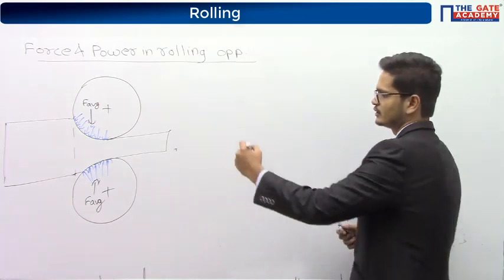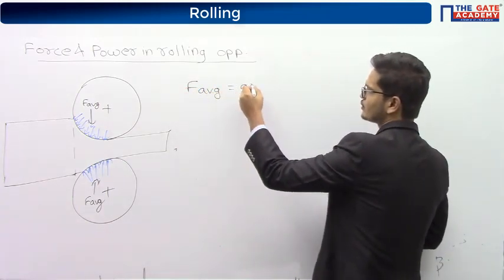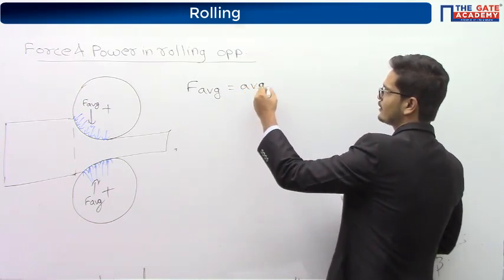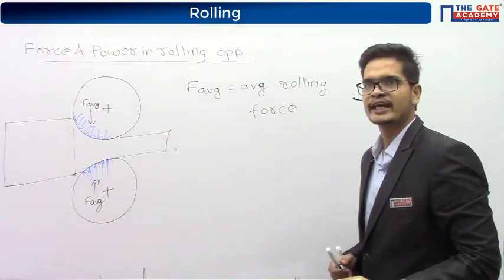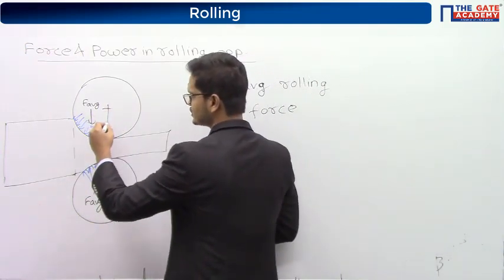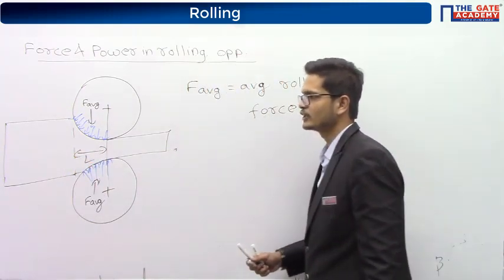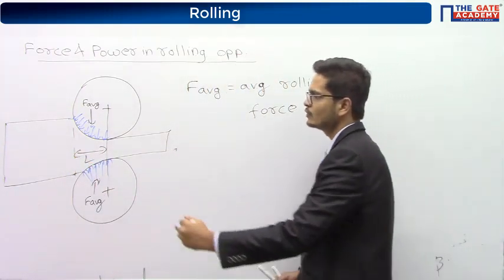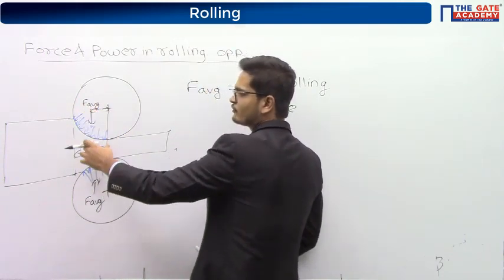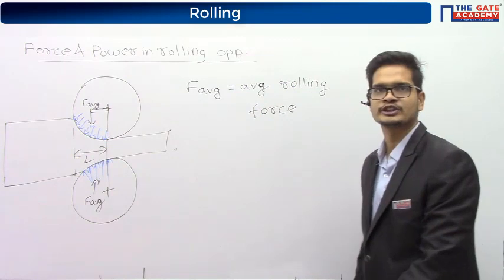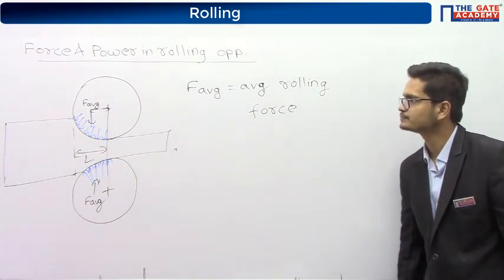And this F average is the average rolling force. It is acting at a distance. This distance was the length of the deformation zone, right? So you can see the F average is acting at a certain fraction of the length of the deformation zone.